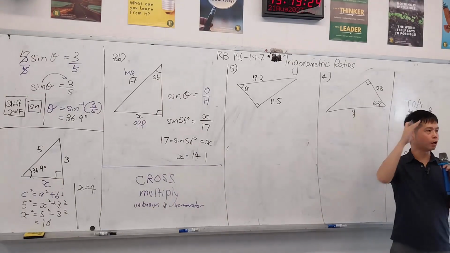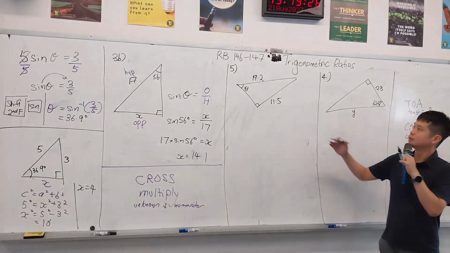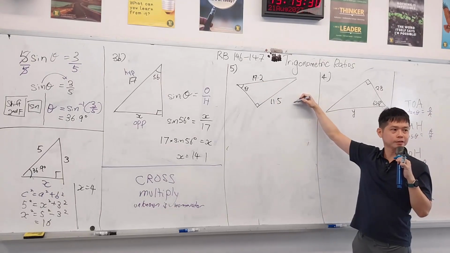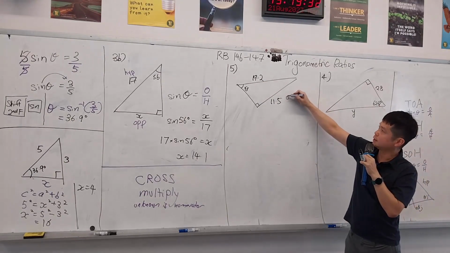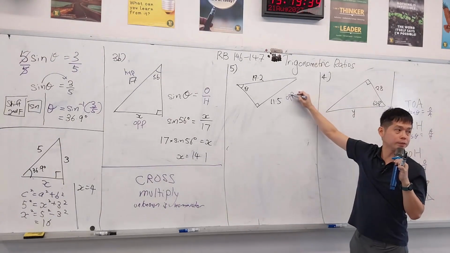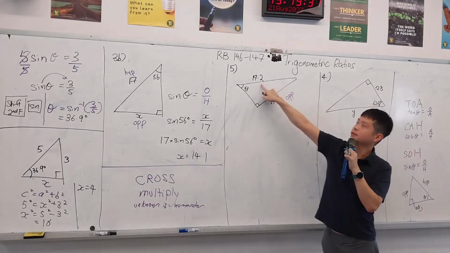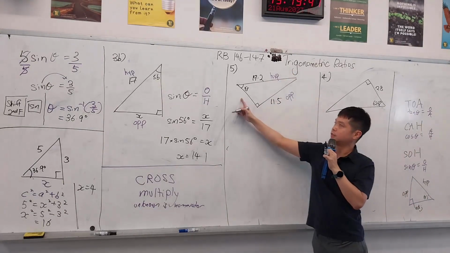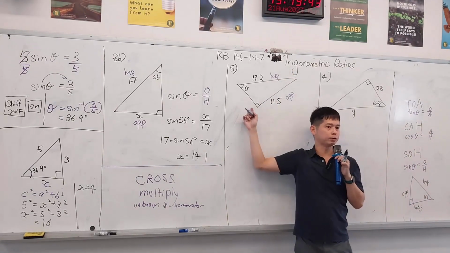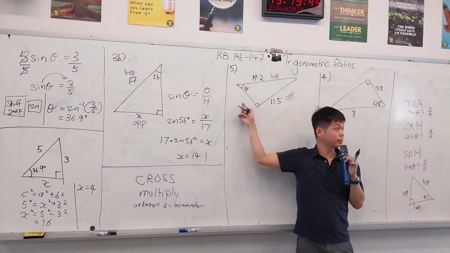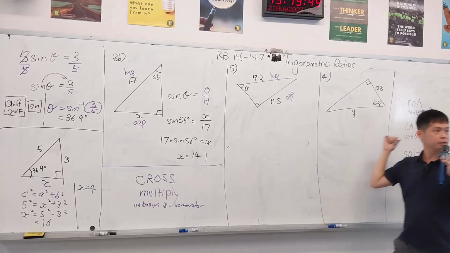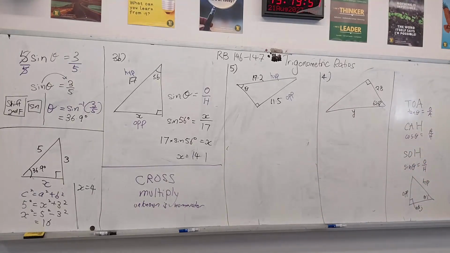Step 1, label opposite, hypo, and adjacent. So this is the angle here. What do I call this? Opposite. No, it's not the hypo, it's the opposite. Then this one is the hypo, and this one will be adjacent. Now you see that for the adjacent, there's nothing there, right? You can just leave it blank. You only need two letters.